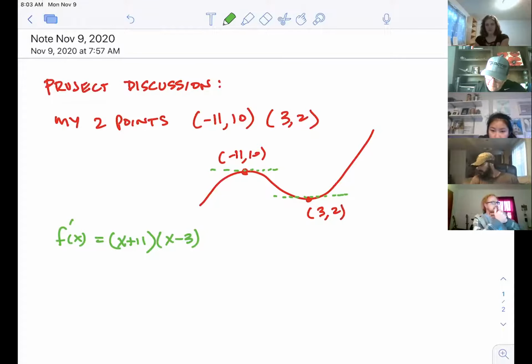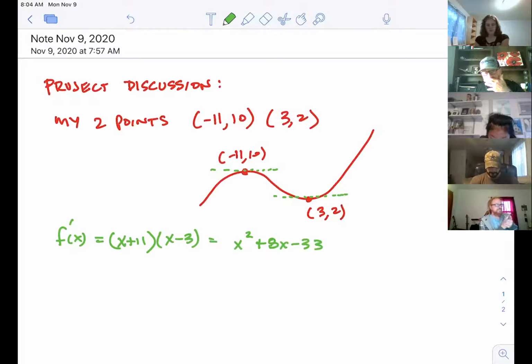And so in my case, if I just chose to multiply it out, that multiplies out to 8x squared plus 8x plus 8x minus 33. And so that equation would be its derivative equation. And so what I said on my sheet is that's the derivative equation, but we're actually after the red equation, the cubed equation that would produce this.